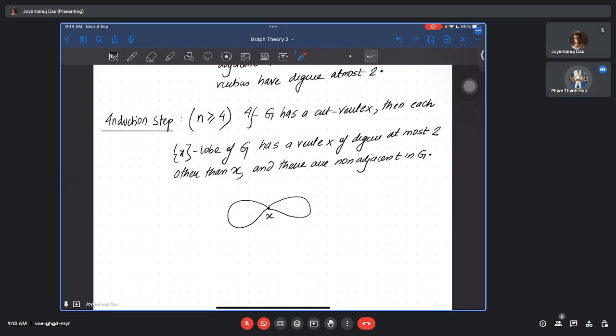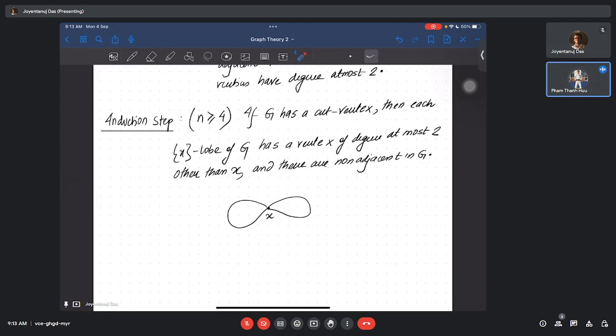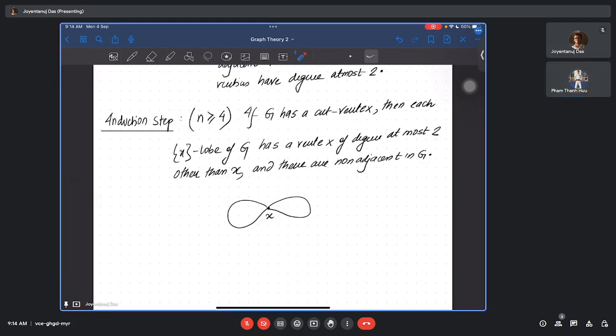They are non-adjacent. Why is it at most two? The thing is, here I will find one vertex u and one vertex v, right? Because that has degree at most 2.